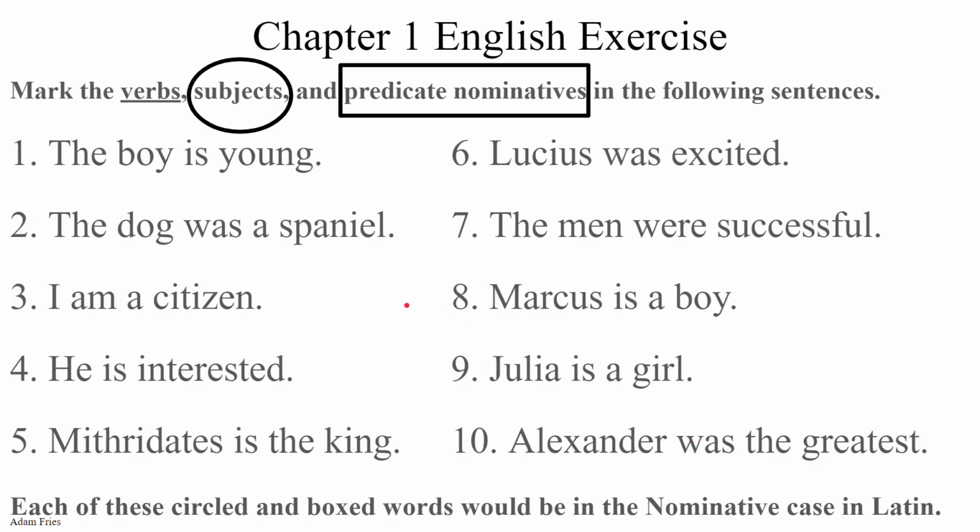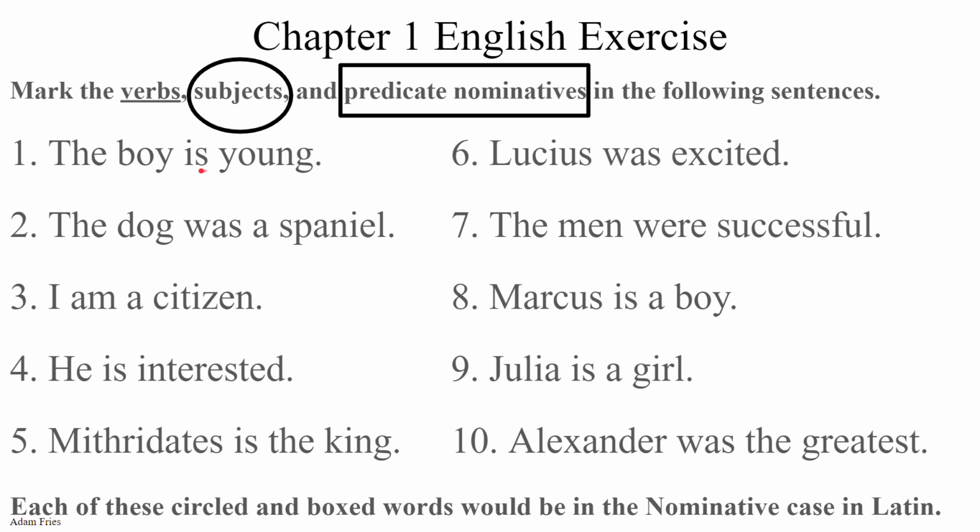All right, let's take a look at these English sentences. Let's mark the verbs by underlining them. You can circle the subjects and then put a box around the predicate nominatives. So number one, the boy is young. First find the verb.